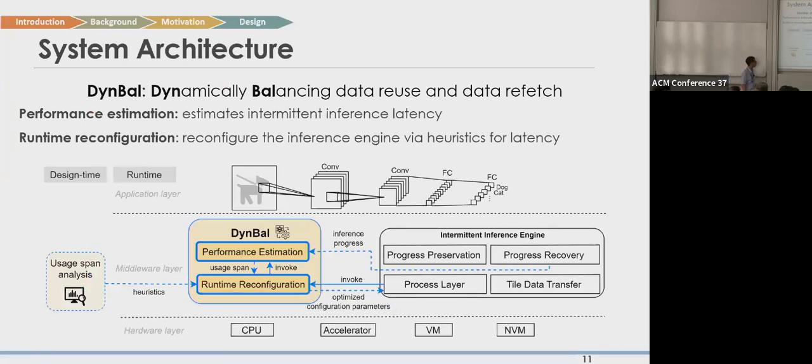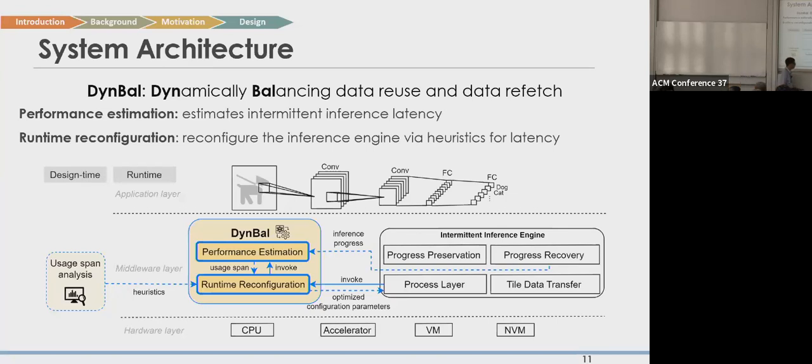And in our system, there are two key components. The first one is the performance estimation, and the second one is runtime reconfiguration. Here, the runtime reconfiguration will use feedback from the performance estimation component, and it will also use some heuristics from design time analysis. And those components are invoked at different times. For example, at the start of each layer, the inference engine will invoke the runtime reconfiguration component to find a new good balance between data reuse and data refetch, and then apply it for the current layer.